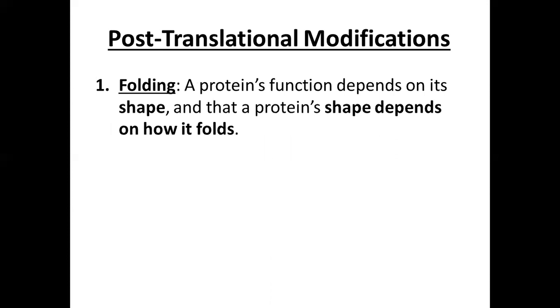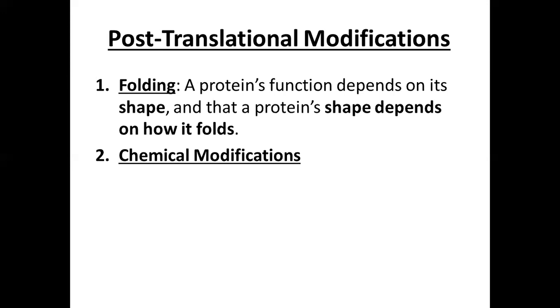A protein's function really depends on its shape, and the shape depends on how it folds itself. So for the protein to be fully functional, it needs to fold into a three-dimensional structure. It does this with the help of what are called molecular chaperones, which assist in the folding of the newly synthesized polypeptide chain.